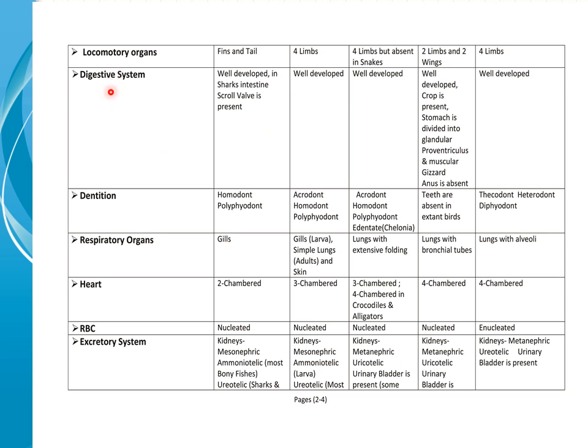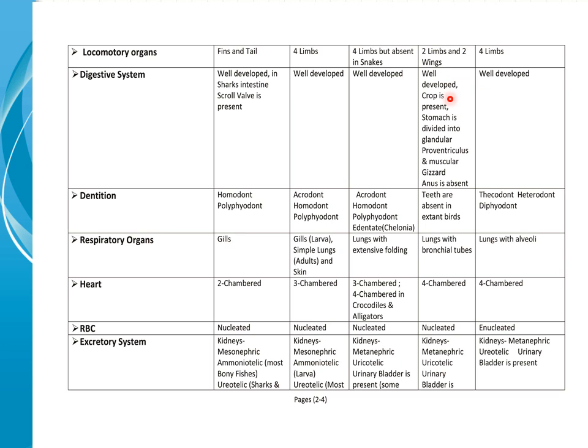The next characteristic feature is the digestive system. So the digestive system is well developed in fishes. The intestine of shark has one scroll valve in it, a unique feature of shark. In amphibians and reptiles, the digestive system is well developed with an alimentary canal and the associated digestive glands. The same is the case with the birds and mammals.